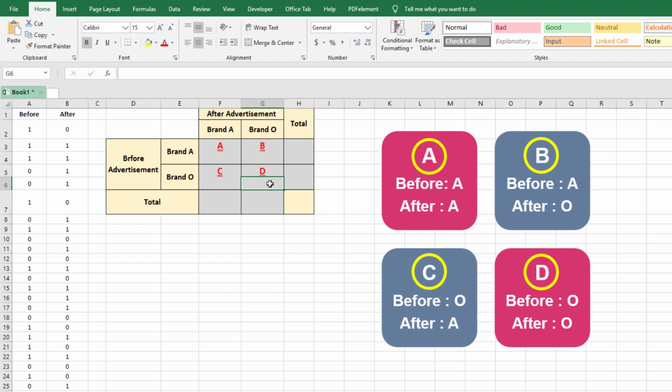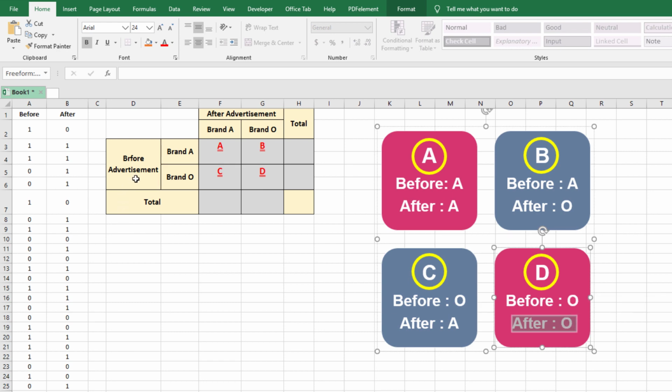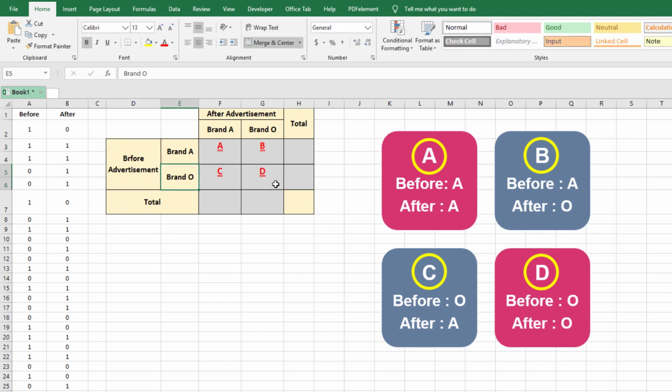This column, column D, is before other brand and after other brand. Listen, before other brand here and after other brand here. So we are going to count the customers in each category. Then we are going to apply McNemar's equation. So here I am going to delete this chart.